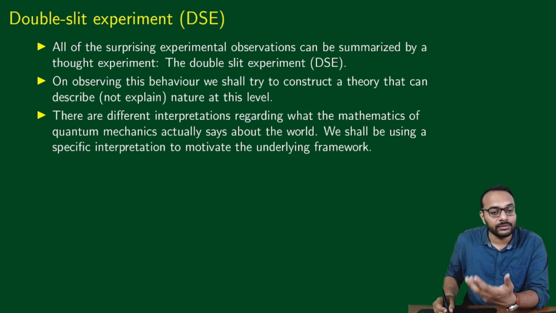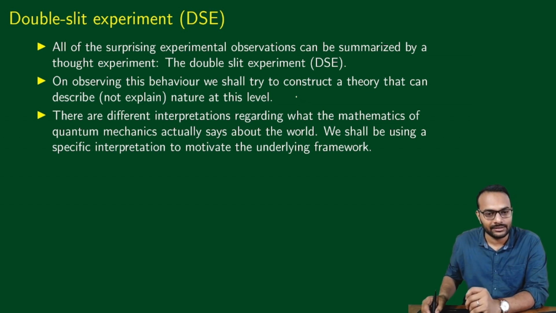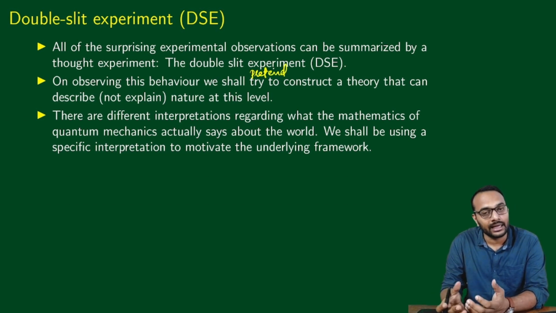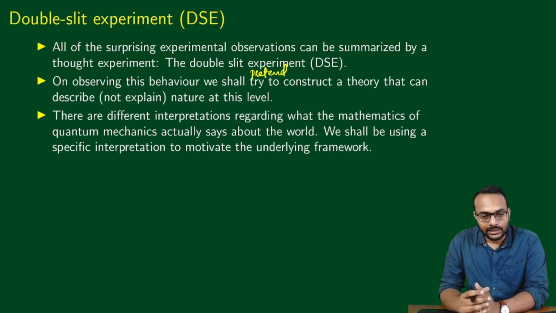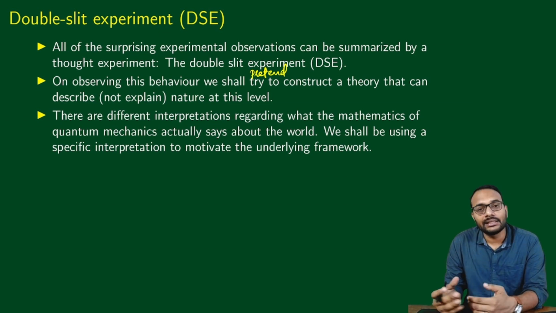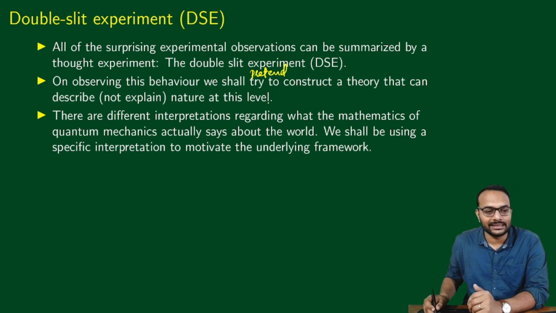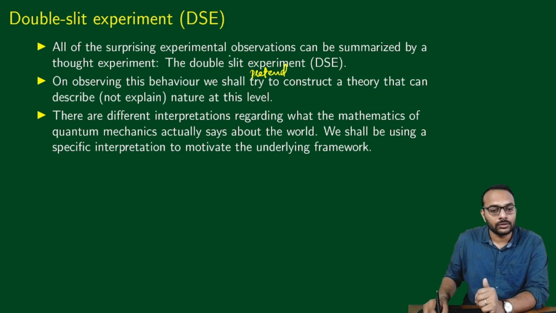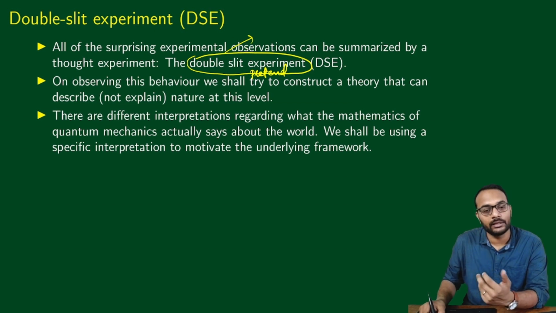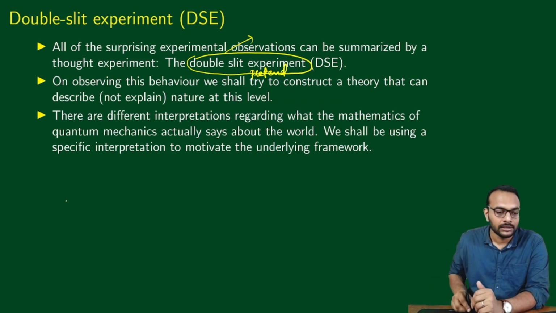Now, on observing this behavior, we shall try to construct a theory. Actually, we won't try, we'll just pretend to construct a theory that can describe nature at this level. This is how physics works. We look at nature using our experimental apparatus, then we collect data, and now we try to describe this data. So by looking at the double-slit experiment, we'll try to understand how the microscopic world behaves.